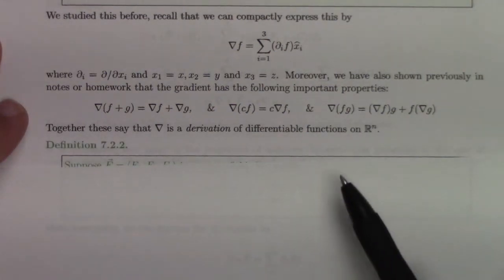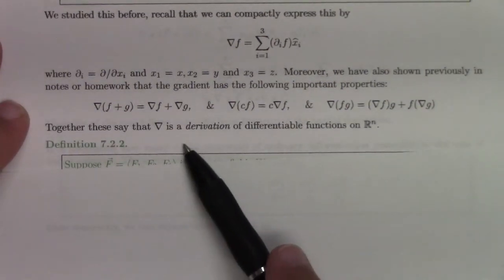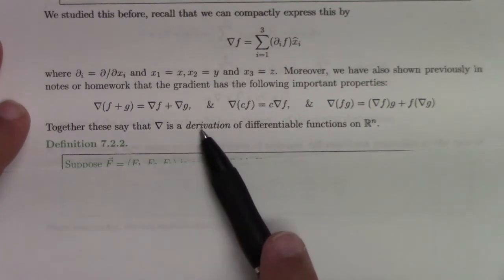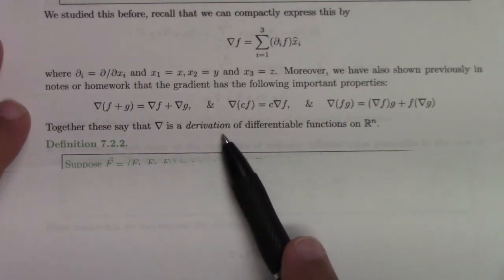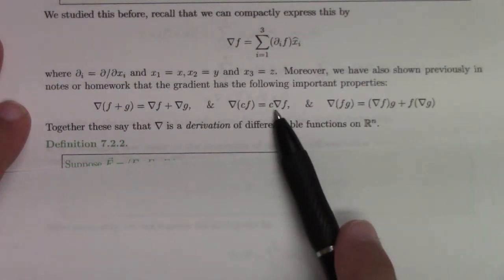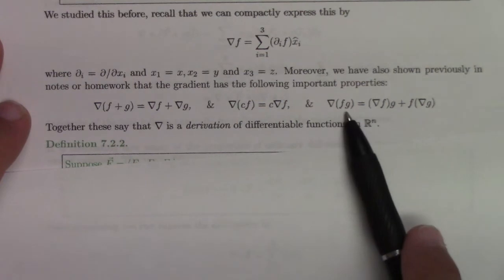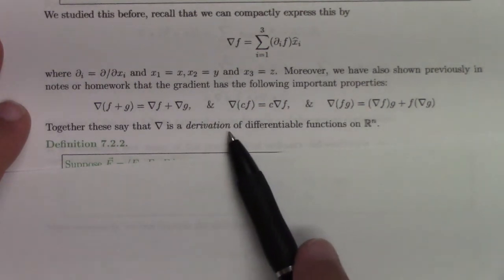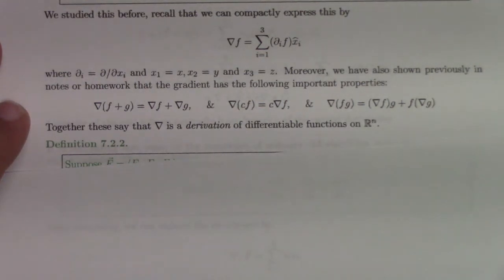In fact, from an abstract mathematical perspective, this makes nabla what's called a derivation. A derivation is a linear transformation, which is, well, it's linear, it's additive and homogeneous in that sense. And it also has the product rule. If you have those 3 things, then that map is a derivation.